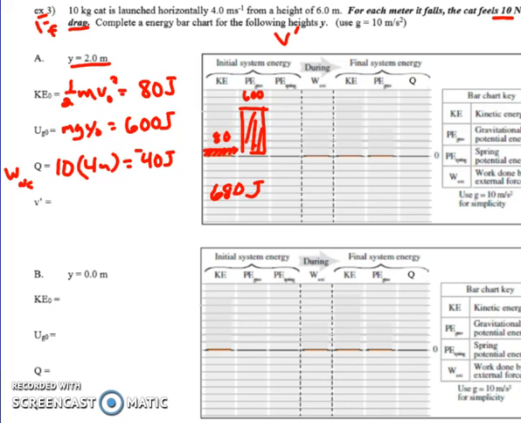So that's going to be negative 40 because it was opposing. In other words, the force was up while the displacement was down. So we had a negative amount of work done on the system. So let's label that as negative 40.